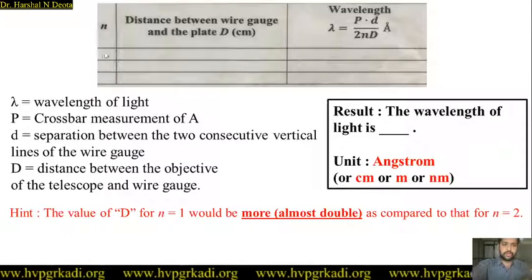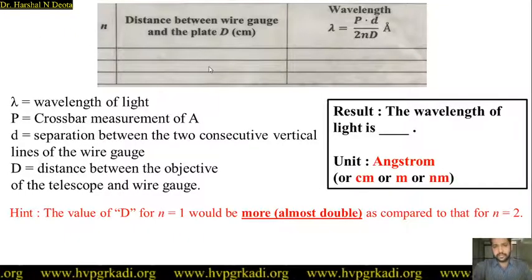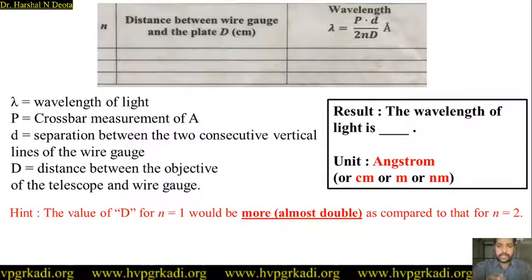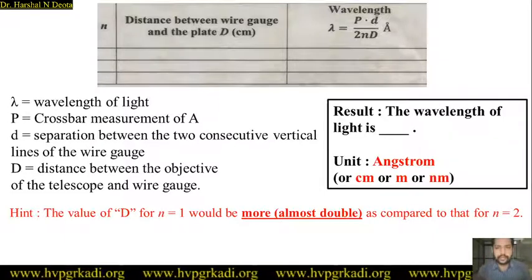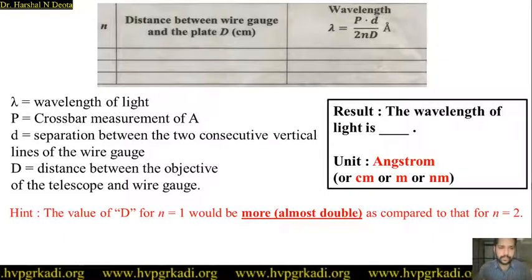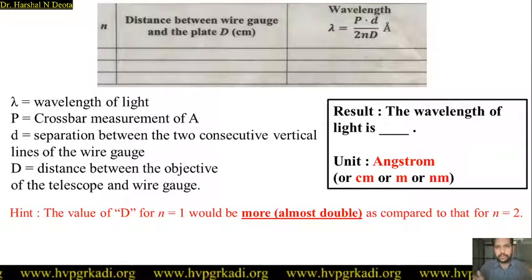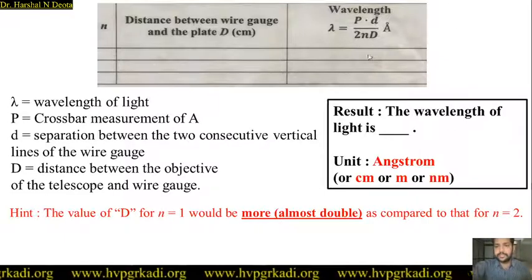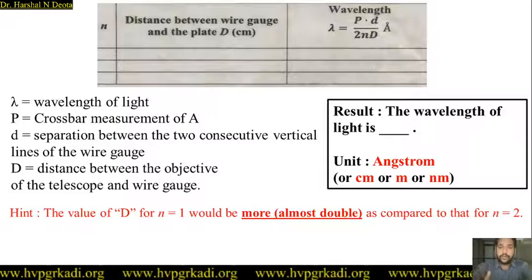You can just put first order here, second order here, you can mention the distance here, and you can calculate lambda. Now students, I have not mentioned the result here, but actually the result is very clear. If you are taking the sodium light, yellow light, the result should come around 5893 angstroms, right? In both the cases, you will get the same results.